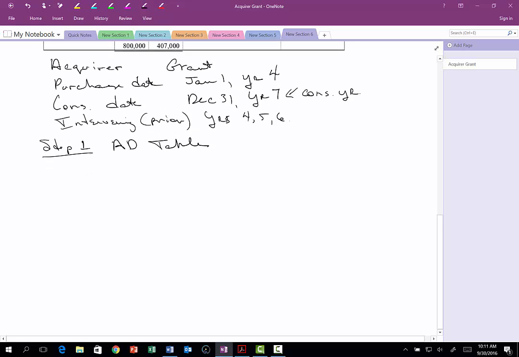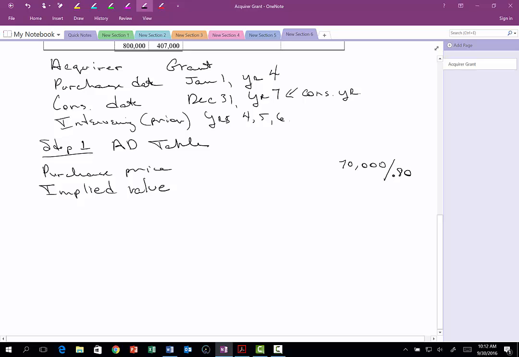So in our AD table then, our purchase price is always our starting point, and it was $70,000. In this particular case, for our implied value, if you go back to the problem, we're told that Grant purchased 80% of Lee, so we're going to divide by 80%.